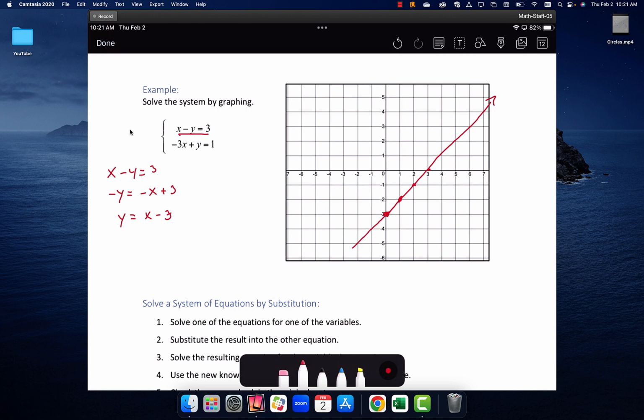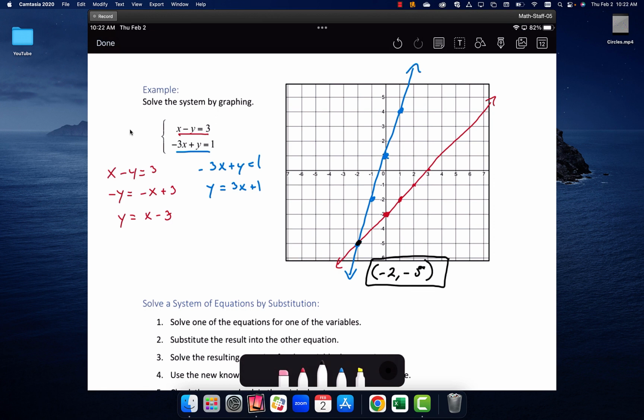And play connect the dots with the line. Then we'll graph the other one as well. First, put it in slope-intercept form. Isolate the y. Now we can see that the y-intercept is 1. The slope is 3, so that means we need to go up 3, right 1. Or we could do the opposite. We could go down 3 and left 1, down 3 and left 1, and then play connect the dots. And notice that those two graphs are intersecting at a coordinate. That coordinate is (-2, -5).